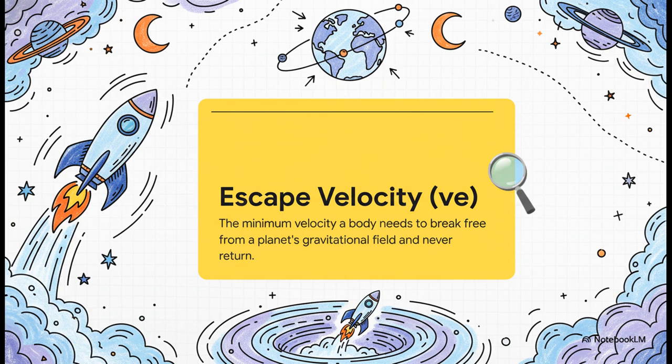For that, you need something called escape velocity. You can think of it as buying a one-way ticket off the planet. If you can get your rocket going this fast, you have enough energy to completely overcome Earth's gravitational pull and head out into the great unknown.